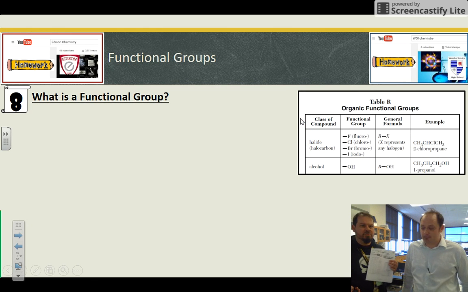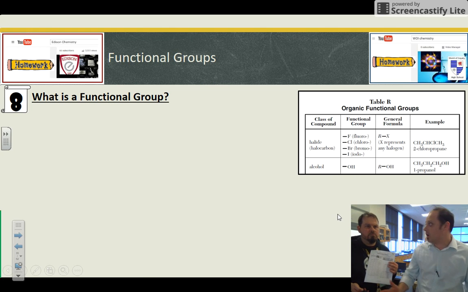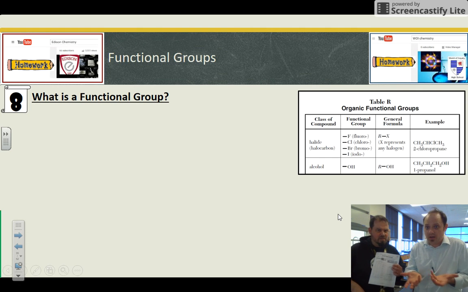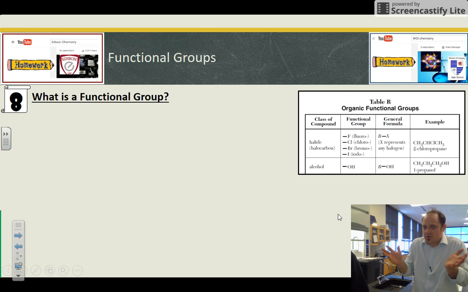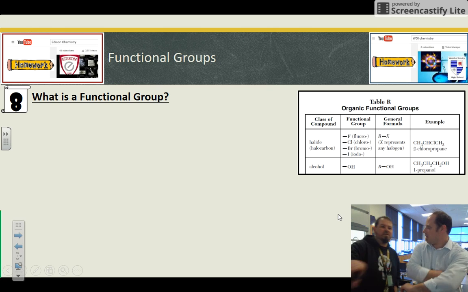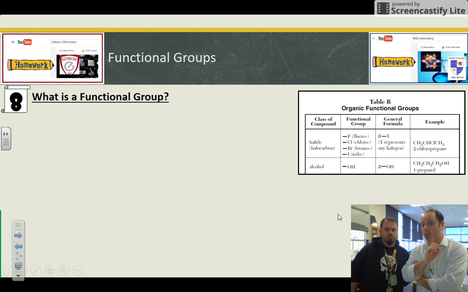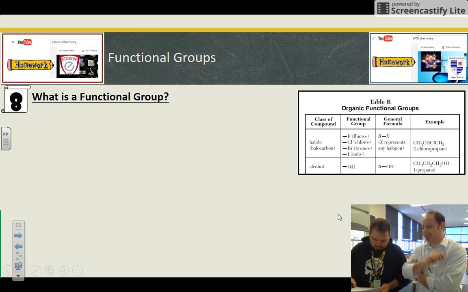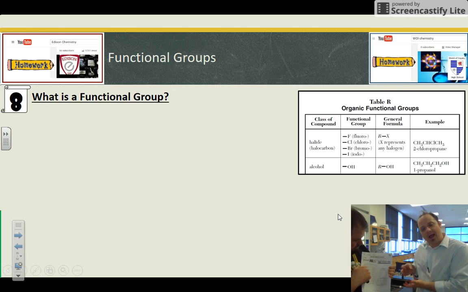So what is a functional group? Simply, it is a part of a molecule that is not carbon or hydrogen. It gives function. It is hydrogen, oxygen, nitrogen, chlorine, bromine. So a functional group is a part of a molecule that makes it not a hydrocarbon, but it is a nonmetal that creates a function in a part of a molecule.